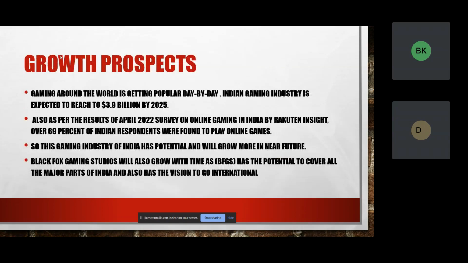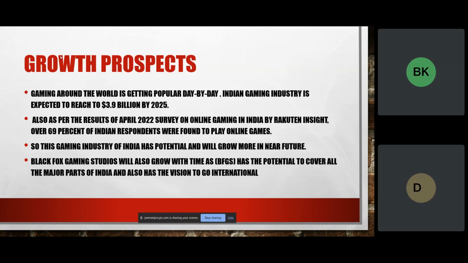Next is the growth prospects. At present, the gaming industry is reaching 3.9 billion in 2025. And as per research, around 69% of Indian youth play online games such as PUBG, Valorant, and others. By 2030, you can see a potential growth of about 89% in the gaming industry, and the youth will be diverted to that.